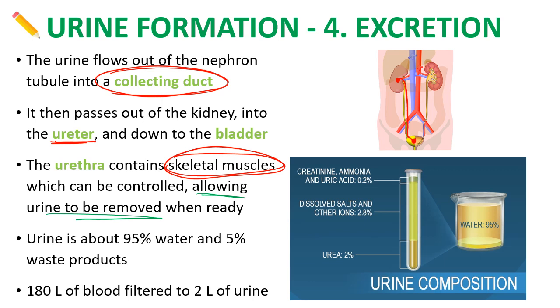A few extra facts at the end. Most urine in a healthy person is about 95% water and only 5% wastes. And throughout a day, there's actually about 180 litres of blood that filters through our kidneys, which is about 5 times as much blood as we have in our entire body. And through that process, it makes about 2 litres of urine in total on an average day.